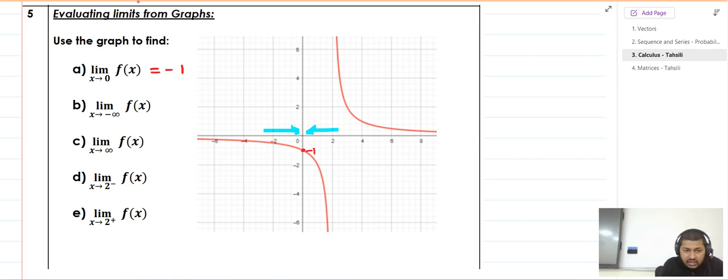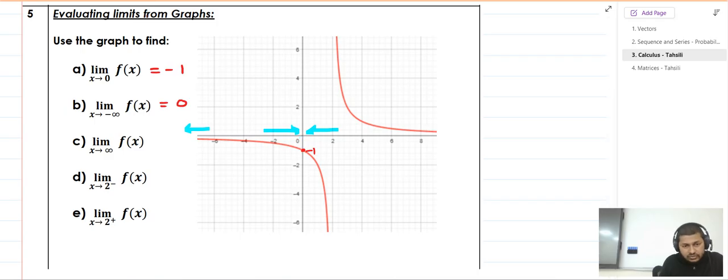Next one, limit as x approaches negative infinity. What happens when the value goes towards negative infinity? Negative infinity is on this side, like towards the ending value. We see the graph kind of approaches 0. So this is equal to 0. How do you know? Because you see the graph is getting closer and closer to the x-axis. So eventually the y value is becoming 0.